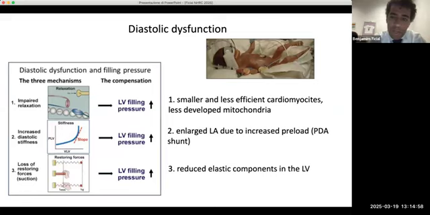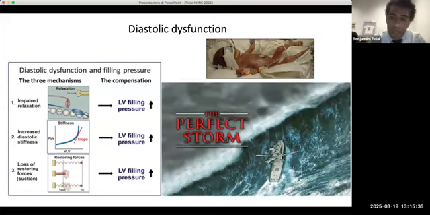And our preterm neonates, the neonates we are taking care of, are prone to diastolic dysfunction. They have smaller and less efficient cardiomyocytes with underdeveloped mitochondria, making them less effective at storing and releasing calcium. Additionally, they have an enlarged left atrium, especially in case of a large PDA. And we know that the LV has a reduced elastic component, leading to an impaired ventricular suction during diastole. These are all the ingredients for the perfect storm.